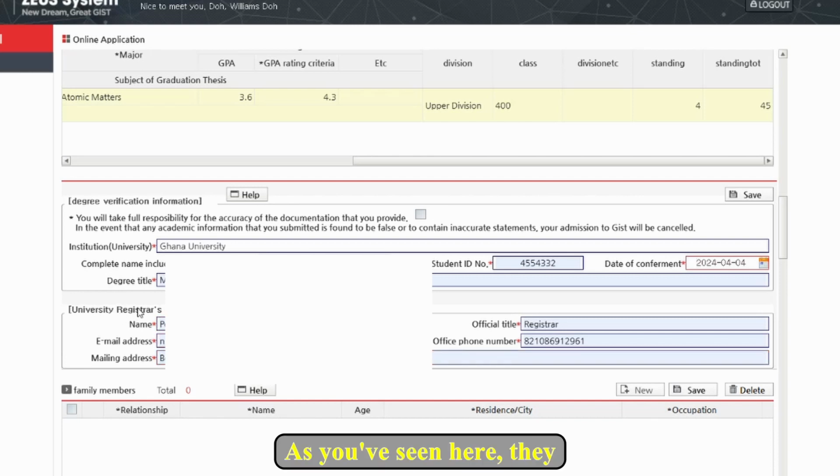It's a must. As you've seen here, they have the red asterisk. You cannot skip this area. It will not allow you to proceed to the next step. So you have to save.